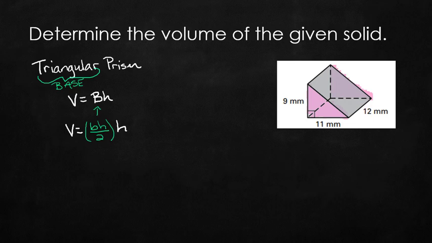The dimensions of our triangle are 9 by 11. So I'm going to use volume is 9 times 11 divided by 2, and then the height, which is how deep the triangular prism is, and this one is 12 millimeters.